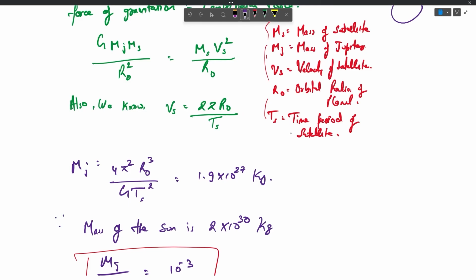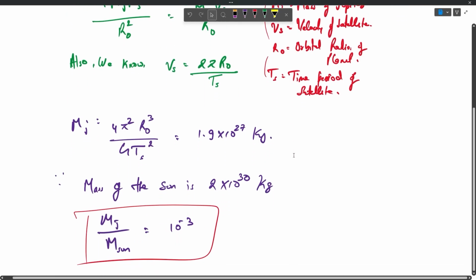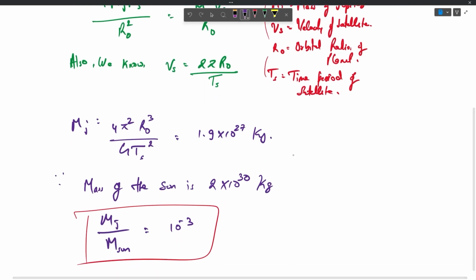Here the orbital period of this satellite is taken in seconds so that units are consistent. Now we know that the mass of the sun is 2 into 10 to the power 30 kg. So dividing the mass of Jupiter by the mass of the Sun, we get a factor of 10 to the power minus 3. So we can say that the mass of Jupiter is 10 to the power minus 3 times, or 1000th, that of the mass of the Sun. Thank you.